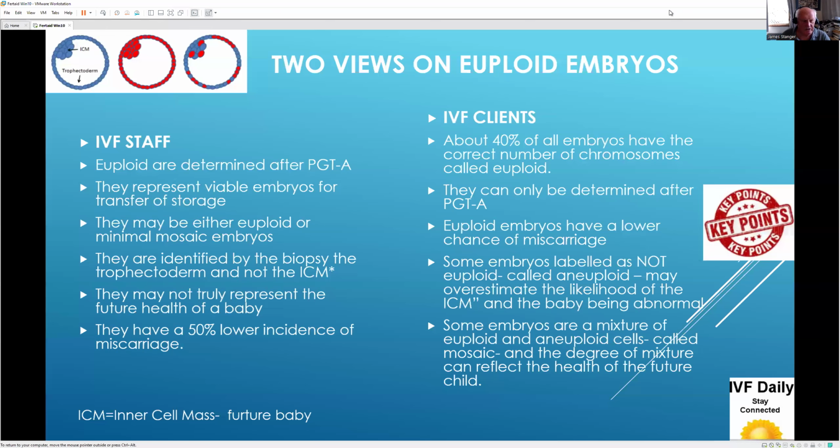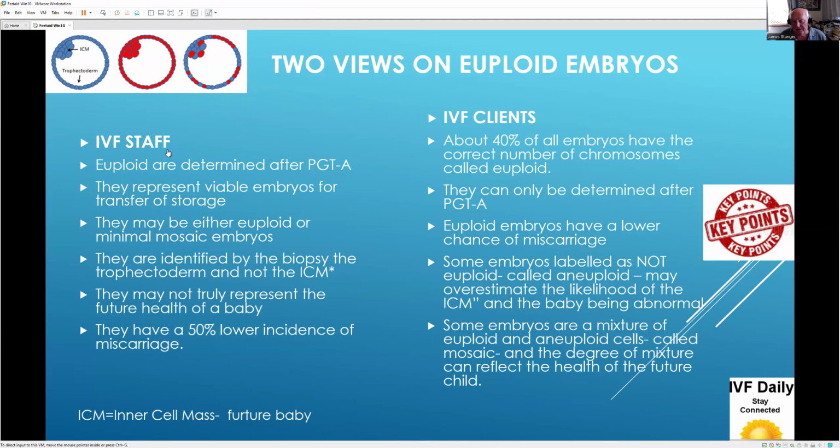So by way of introduction, if you're an IVF staff member, euploid embryos are only determined after PGT-A. They do represent viable embryos for transfer or storage. They may be either euploid or minimally mosaic embryos. They are identified by the biopsy of the trophectoderm and not the inner cell mass. They may not truly represent the future health of the baby, but they do show a 50% lower incidence of miscarriage after transfer and a shorter time to pregnancy.